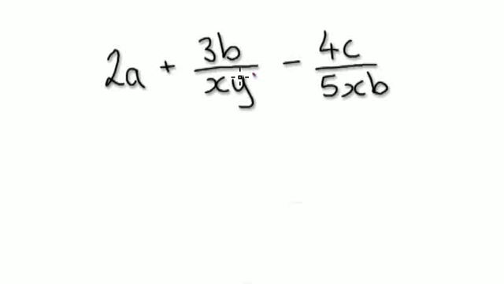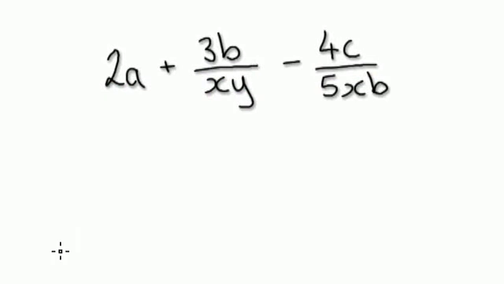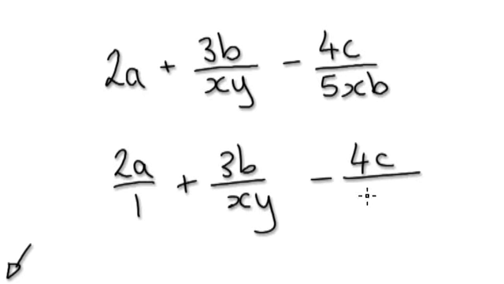Concentrate on getting all the denominators to be the same. Okay, well, do whatever you have to do. Press pause and express these three parts as one fraction. So press pause and have a go. So rewrite this as 2a over 1, okay, plus 3b over xy minus 4c over 5xb.